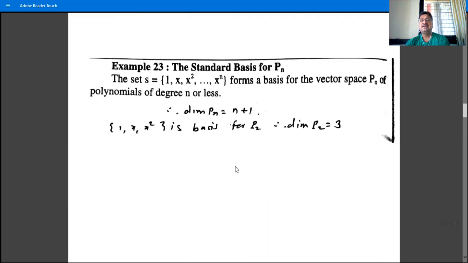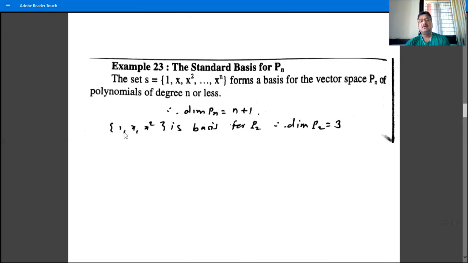The standard basis for Pn is again 1, x, x squared, up to x raised to n. What is Pn? Pn is the vector space of all polynomials of degree less than or equal to n. So write this sentence correctly. Therefore the dimension of Pn is n plus 1, because these are n plus 1 in number. This is 1, this is 2, this is 3, like that. This is the (n plus 1)th vector. So the basis of Pn contains n plus 1 vectors from Pn.